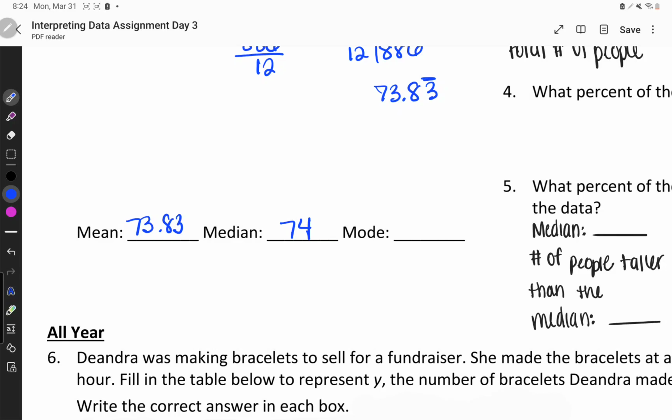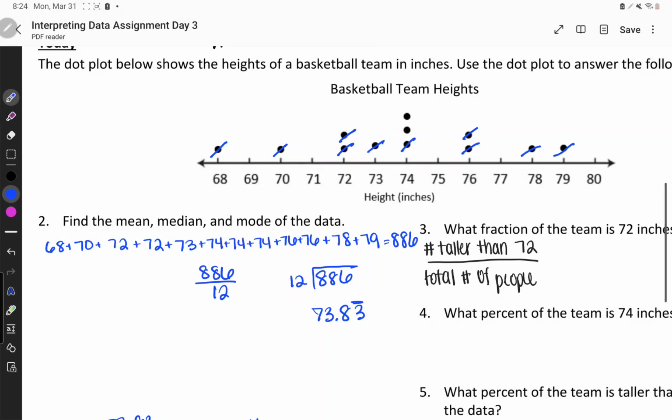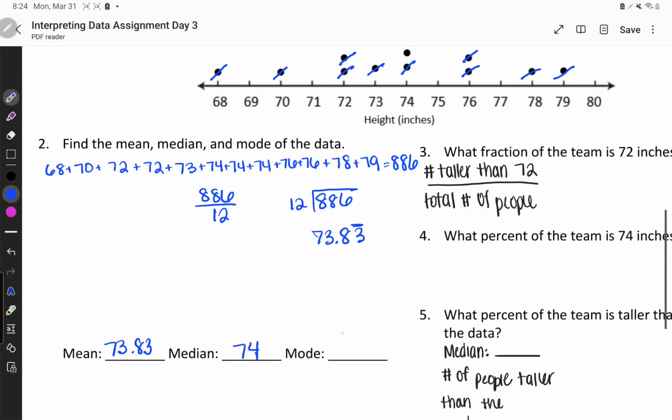Then remember, mode is the most, so I just look and which number has the most dots on it? 74.